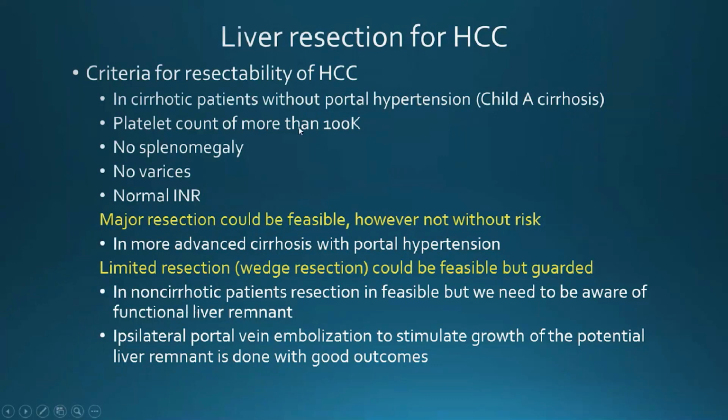Platelet counts should be more than 100,000, which again is a sign that hypersplenism is not there, and probably there is not much portal hypertension. There should not be a splenomegaly, which is again a sign of portal hypertension. You shouldn't see any varices, and INR and prothrombin time should be normal. So in this condition, you can still do major resection, like taking a lobe out.